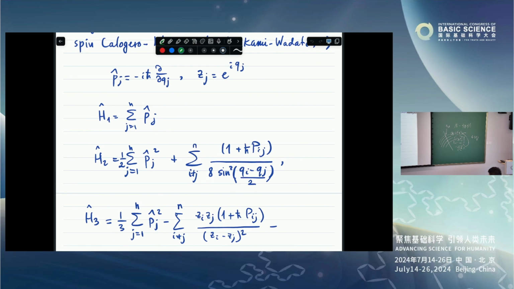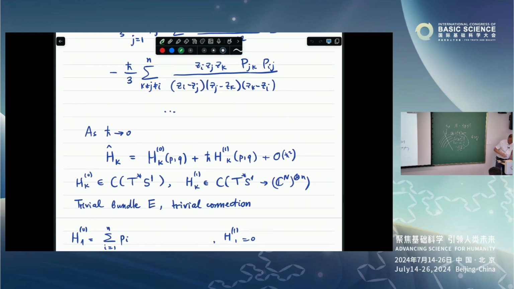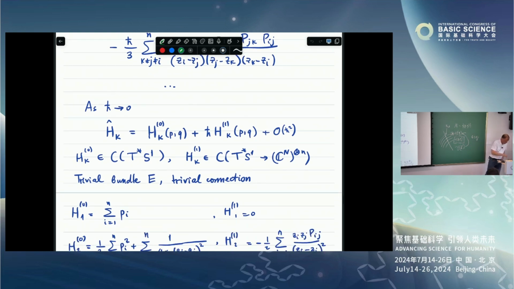So H1 is just the total momentum. H2 is the quantum Hamiltonian, which consists of the usual kinetic part plus the interaction part. The interaction part involves this permutation of spin variables, and then there are higher integrals, and the existence of the higher integrals gives the integrability of the system.